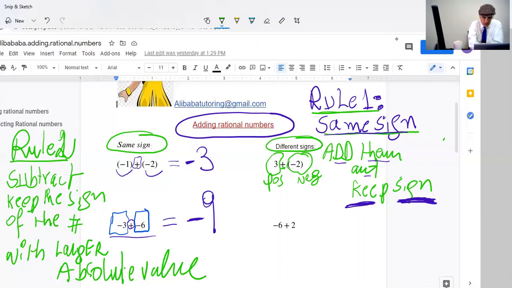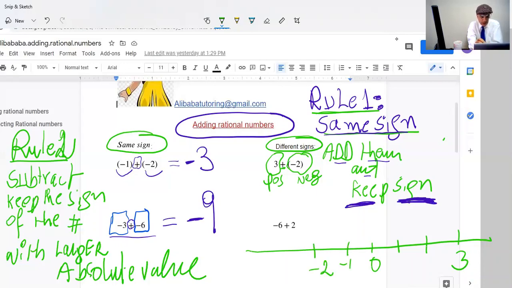So if I was to have a number line and 0 is here, and I got the 3, 1, 2, 3 is here, and negative 2 is to the other side, negative 1, negative 2. Now I'm going to look at them and see which one is further away from 0. The 3 is 1, 2, 3 units from 0, 3 spaces. The negative 2 is 2 units from 0. So which one is further away from 0? That's the 3. So we're going to keep the sign of the 3 because it's further away from 0.